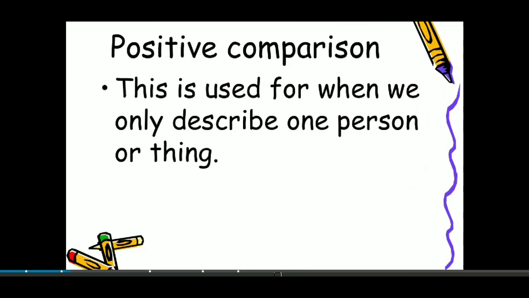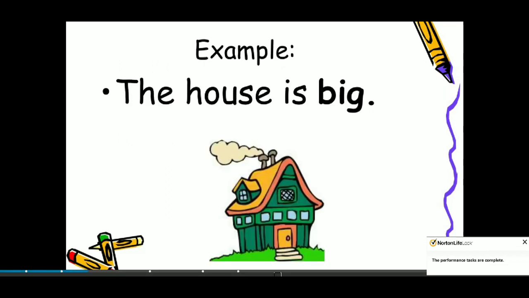That is what we are learning. This is also called positive comparison. It is used when we only describe one person or thing. When we are speaking about a particular person or a thing, we use it. Remember that. Example, the house is big. Here I can see the house, and it is big. I am speaking only about this house. Big is the adjective, and here I am using this adjective in the positive degree, in its original form.